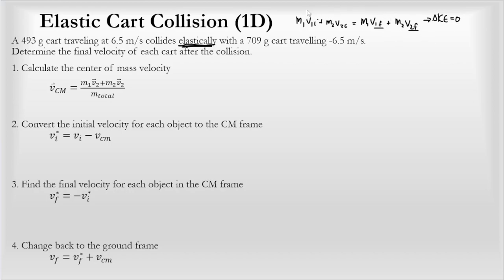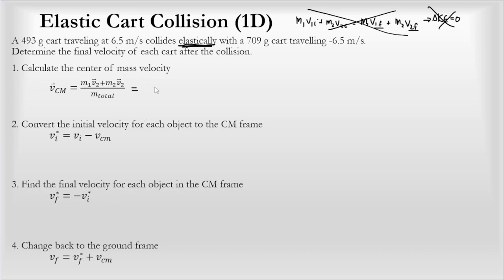So instead of doing this method where we have two equations, two unknowns, we're going to use this strategy of elegantly just doing the negative of the velocity in the center of mass frame. So let's do this. Calculate the center of mass velocity.